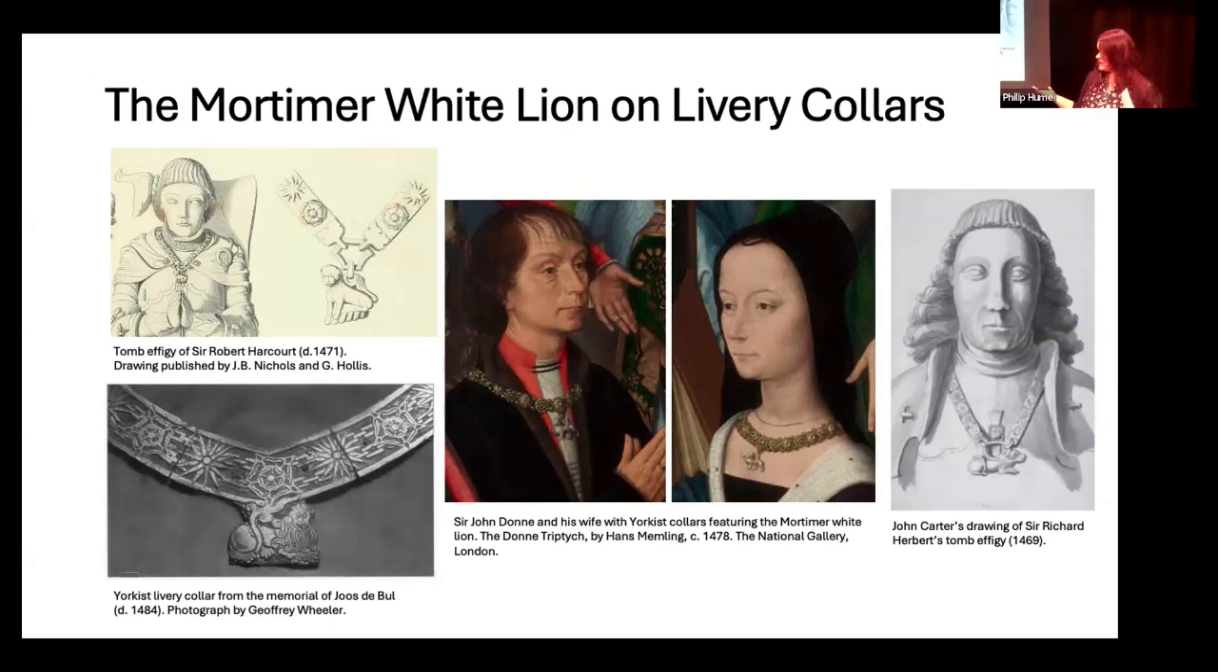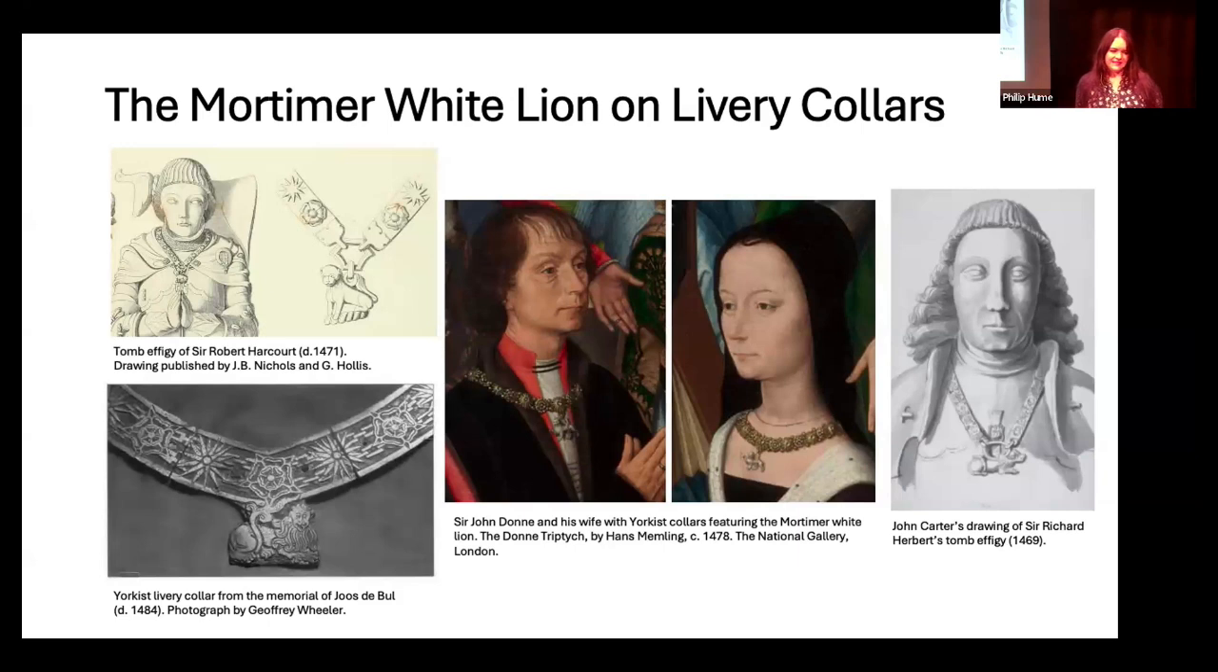Again, as I mentioned earlier, the white lion is a well-known symbol of the Mortimer family, so including a white lion in a livery colour in this way is a deliberate statement of Edward's Mortimer descent. This is a very visual way of doing it because obviously people will be walking around wearing these collars and this would be seen by other people. It's a clear reminder of his Mortimer descent at this point.